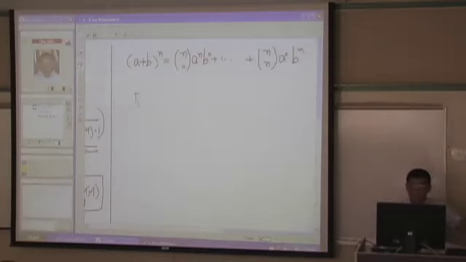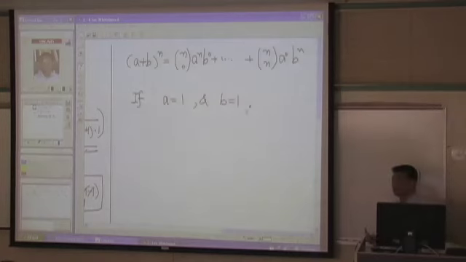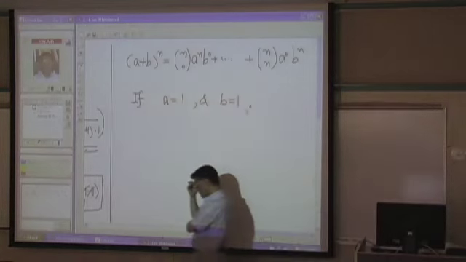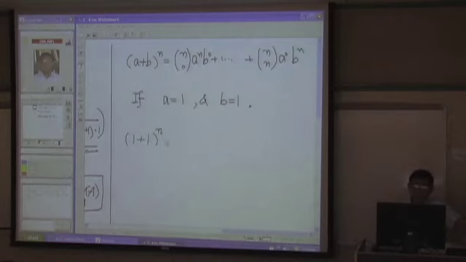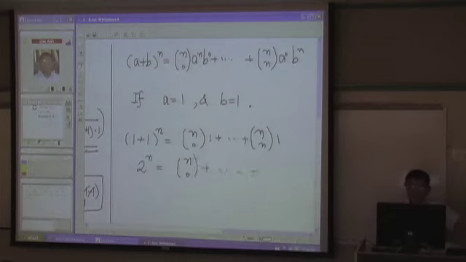Now, we play the game using specific numbers. Assume that a and b are equal to 1. Then what happens? The left-hand side is (1 plus 1) to the power of n. The right-hand side is n choose 0, and then 1, 1, right? So 1, and then all the way up to n choose n, and then 1, 1, right? Because of this, we can get this kind of result: 2 to the power of n equals n choose 0 plus up to n choose n.